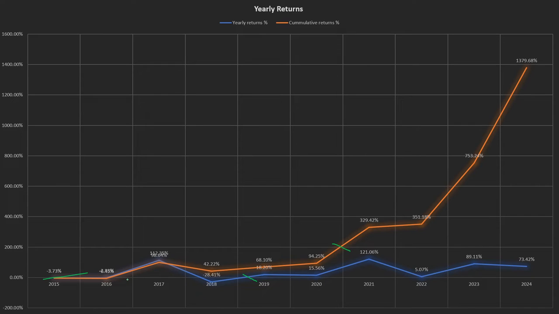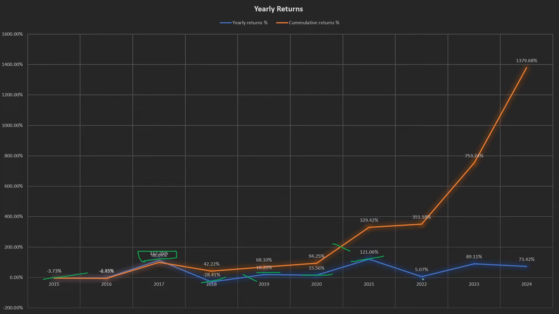But 2017 was a very good year for the sector with 98.64% yearly returns. But 2018 again proved to be a bad year for the sector with negative 28.41% returns. 2019 the returns went from negative to positive with the OK return of 18.20%. 2020 the sector gave return of 15.56%, again at least positive. In 2021 this sector gave massive returns of 121.06%, absolutely astounding returns.